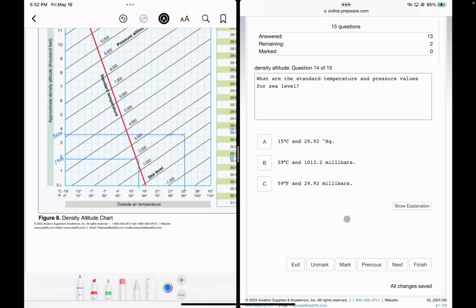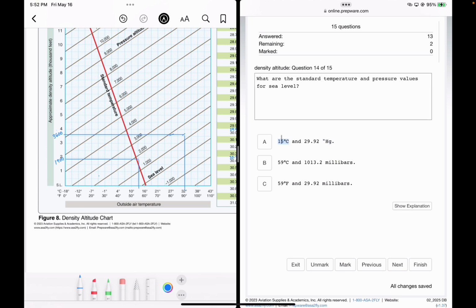What are the standard temperature and pressure values for sea level? Okay, everybody, we've been talking about 29.92 for the past couple of questions. That is something you are not allowed to forget. But there's two of them with 29.92. So the question is, is it inches of mercury or is it millibars? It's inches of mercury, guys. And it is 15 degrees Celsius.